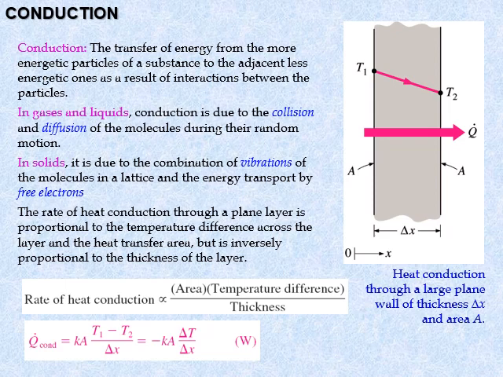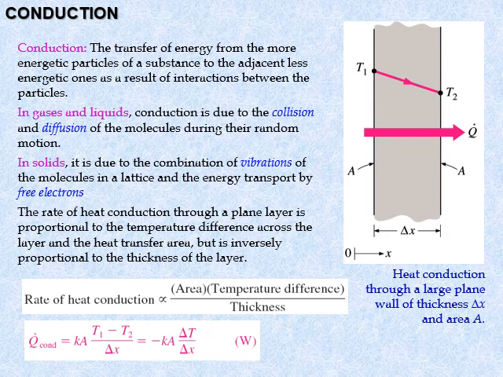Conduction. Let's look at the definition of conduction, which is the transfer of energy from more energetic particles of a substance to the adjacent less energetic ones as a result of interaction between the particles. Conduction also happens in gases and liquids, due to the collision and diffusion of molecules during their random motion. In gases and liquids the molecules are more scattered or randomly distributed. Although randomly distributed, they do not have any macroscopic velocity.